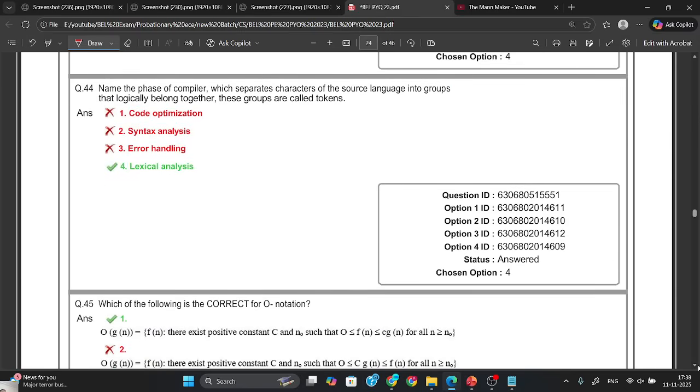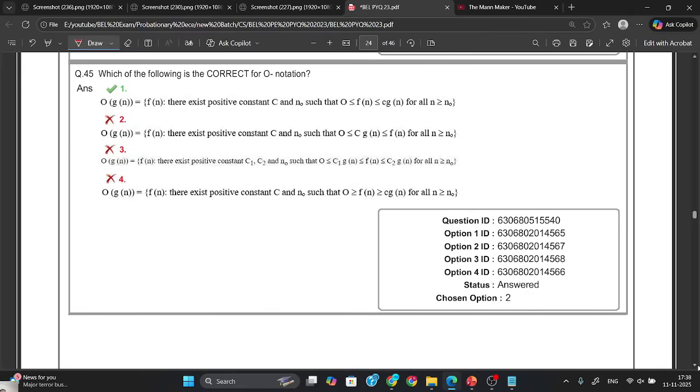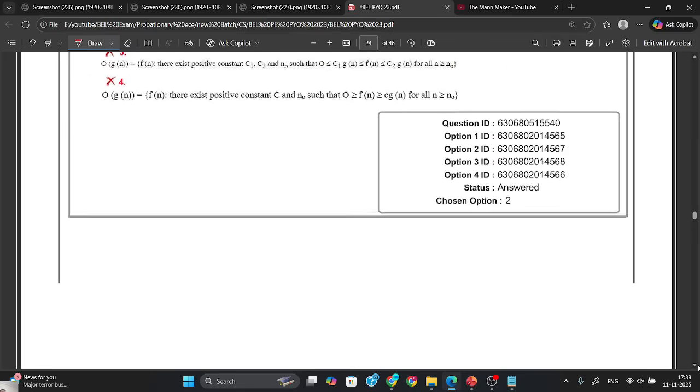Name the phase of the compiler which separates characters of the source language into groups that logically belong together. These groups are called tokens. So we have lexical analysis. Which of the following is correct for O notation? So which one is correct? You can see option 1 is correct only. So option 1 is your correct answer.